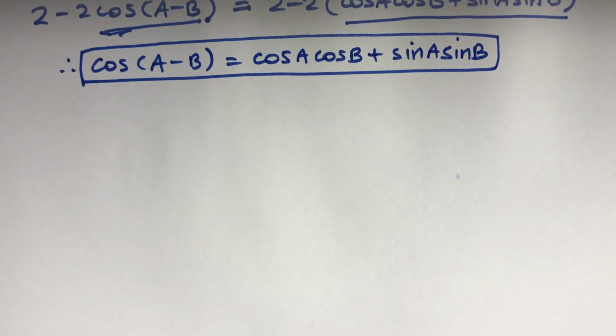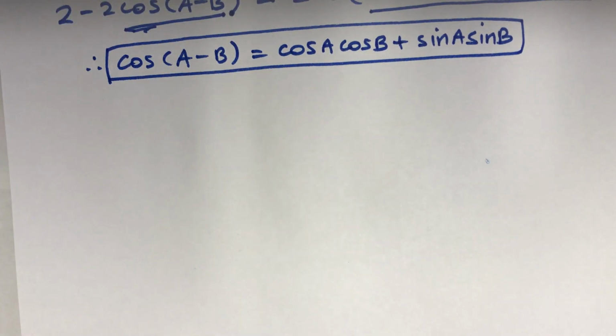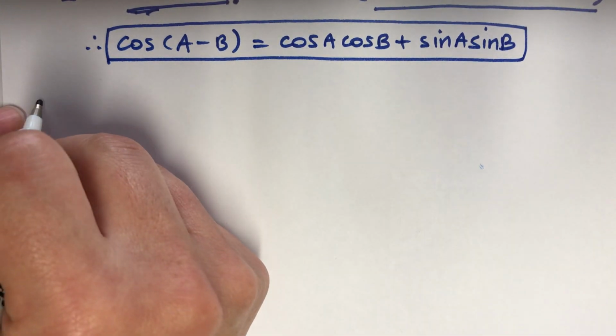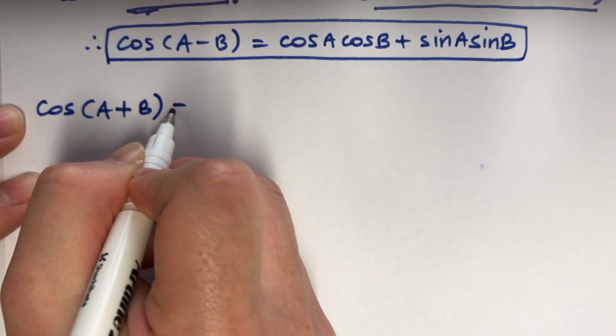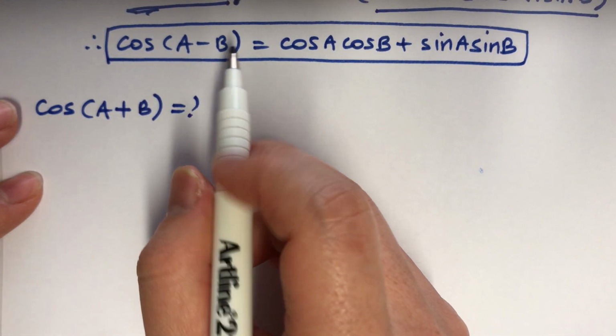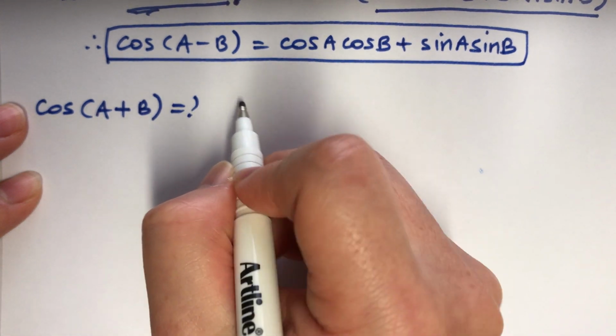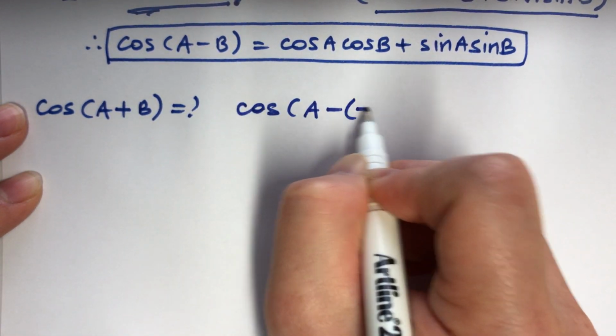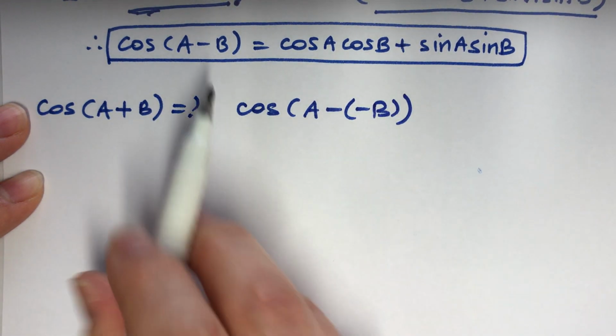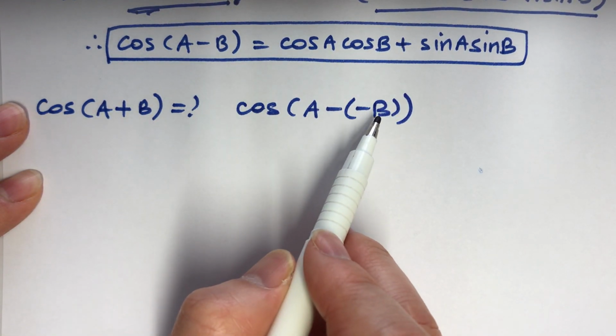That's good. Now, how are we going to do cos(A + B)? I'll have to use this, and I'm going to change it into A minus B. So what happens is, instead of B, I'm going to put minus B in there.